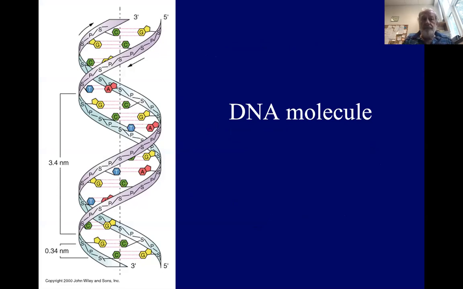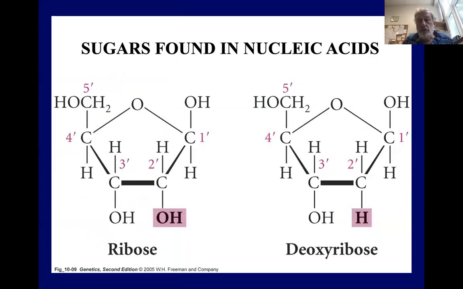And then you can see that the GC base pairs are held together by 3 hydrogen bonds, the AT base pairs by just 2 hydrogen bonds. We're probably introduced to this in your introductory bio course. Here are the sugars found in DNA on the right and RNA on the left, and the only difference is that the 2' carbon in RNA has an oxygen, and in DNA it does not, hence the name deoxyribose.